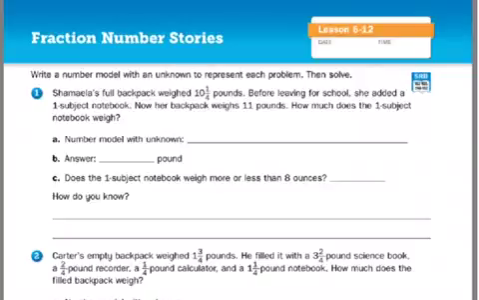All right, first problem. Shamela's full backpack weighed 10 1/4 pounds. Before leaving school, she added a one-subject notebook. Now her backpack weighs 11 pounds. How much does the one-subject notebook weigh? So, our number model with the unknown. So we're trying to solve, just to get our heads straight, how much does the one subject notebook weigh? So that's what we're going to be using an unknown letter for, right?